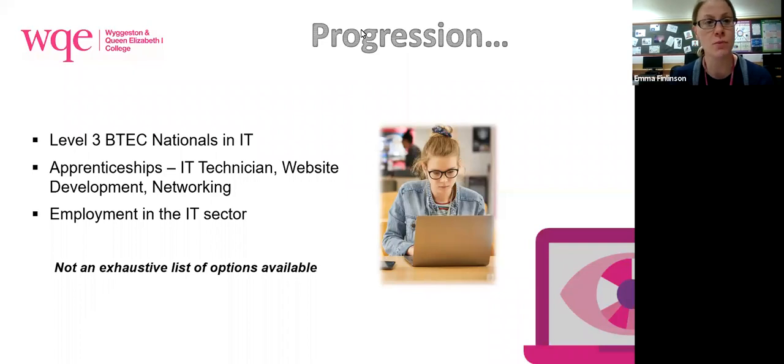Another route that you could take would be to go into an apprenticeship. There are some very high quality IT apprenticeships out there. You need to make yourself competitive to get into them. And there are various ones that you can gain access to, including specific ones for becoming an IT technician or website development or in the networking field also. Last but not least, of course, there's employment. So the level 2 courses in IT would give you qualifications that would enable you to enter into the employment sector in an IT job. Okay, and of course, there are other options that you could also take.